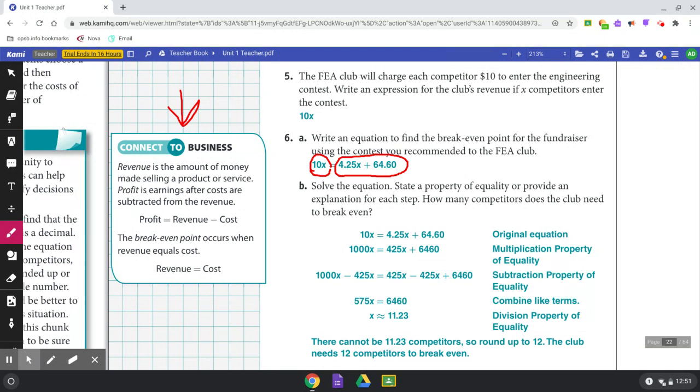Again, they multiplied each term by 100 to eliminate the decimal. You do not have to do that. Follow the steps to solve that equation, and you should get X is approximately 11.23.